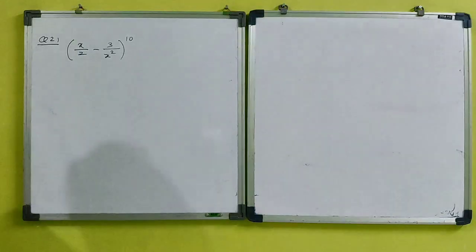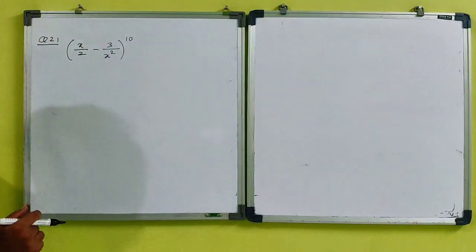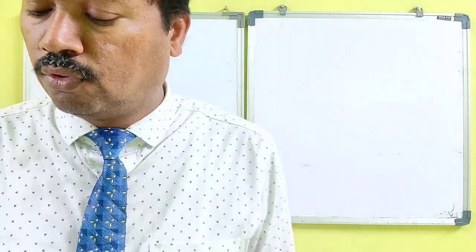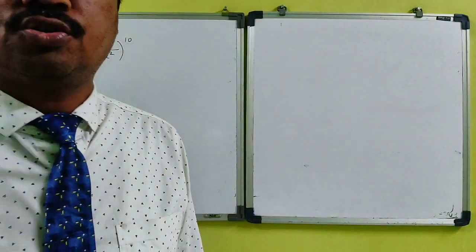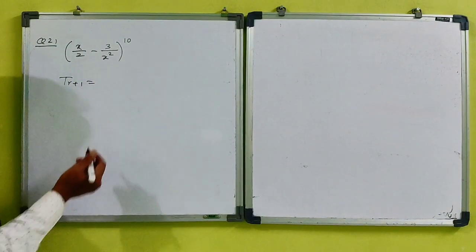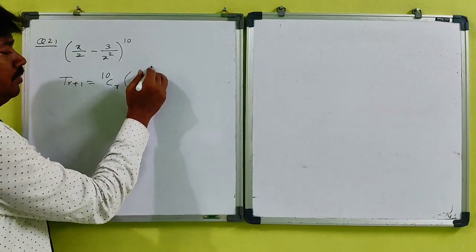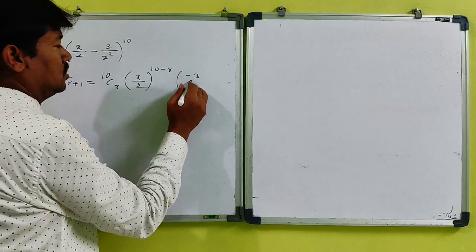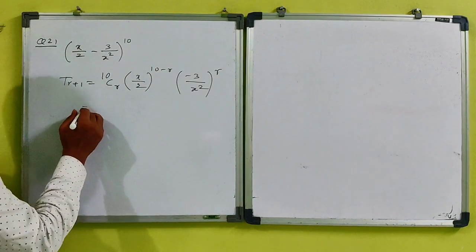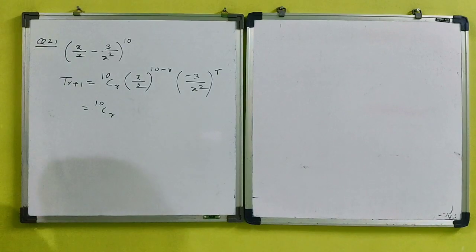The next one, question number 21, is (x by 2 minus 3 upon x²) raised to 10. You have to find the coefficient of x raised to 4. What is the coefficient of x raised to 4 in this? So again, we use T(R+1), which equals NCR. So it is 10CR (x by 2) raised to 10 minus R, times (minus 3 upon x²) raised to R, like this.